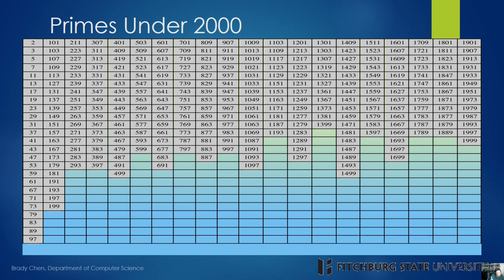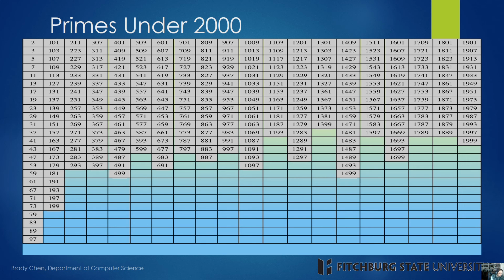Now, even though prime numbers are very easy to understand, in number theory, prime numbers are also very difficult to study. For one, if we try to study how the prime numbers are distributed, it's not easy. Let's take a look at this table of prime numbers under 2000. We try to find a certain pattern, but we can't.